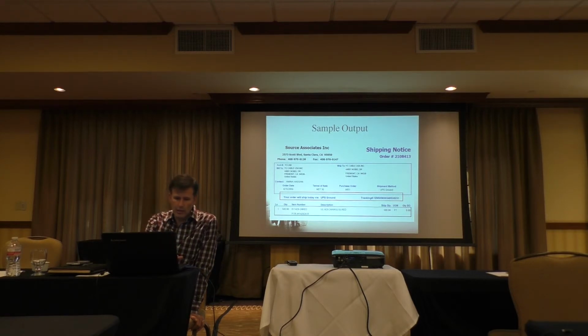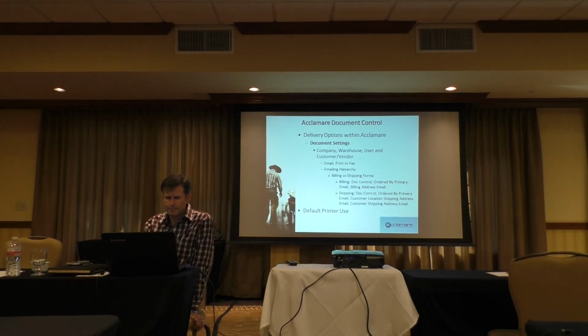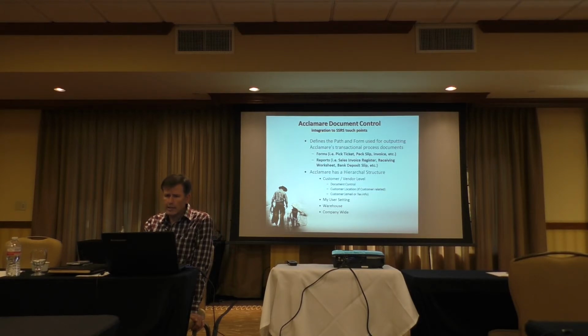Okay, that's the only way it'll happen at that point. Okay, so let's go back here to a couple more pieces. We were just talking about these. So again, we've already talked about this stuff. The document settings, if you will, or document control defines the path and the form that's used. We've talked about these. I want to emphasize that the sales invoice register or the receiving worksheet, these things can be edited, modified, how you want to see them, and then put into play.